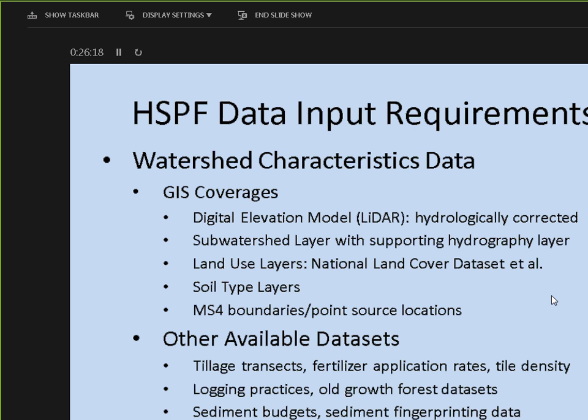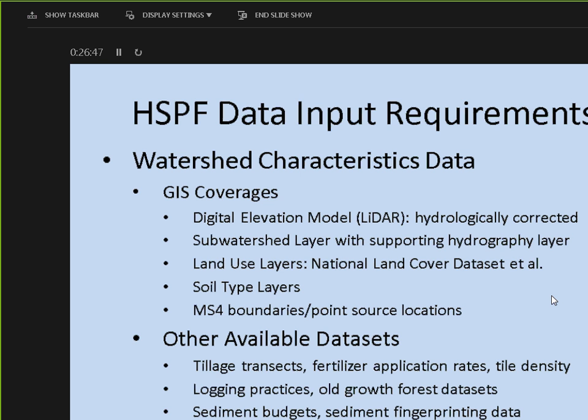So GIS coverages, like a lot of watershed models, we grab a digital elevation model to help with things like slope in the watershed. Now we have LIDAR. We like to use the LIDAR. Obviously, it's got to be hydrologically corrected. We know that sometimes the LIDAR thinks the road is a watershed divide. There's a culvert going underneath it. You need to burn that in and get those watersheds properly delineated.